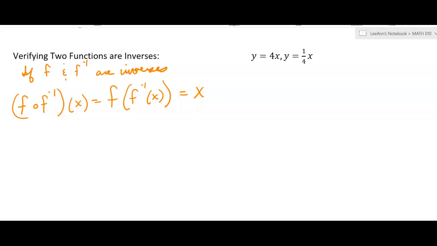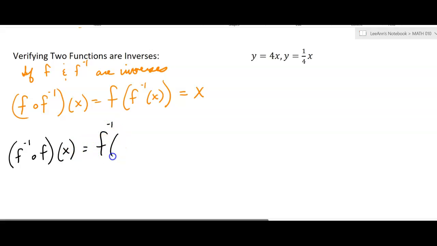And it has to be true if you switch it the other way. So if you have f inverse compose f of x, which you could write as f inverse of f of x, that also has to equal x. Okay? So now over here we have two functions. If I were to compose them, call this f and this g, they're both in terms of x, f of x and g of x.